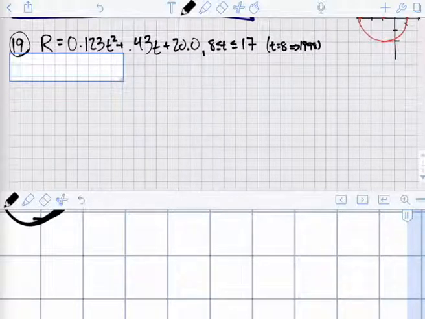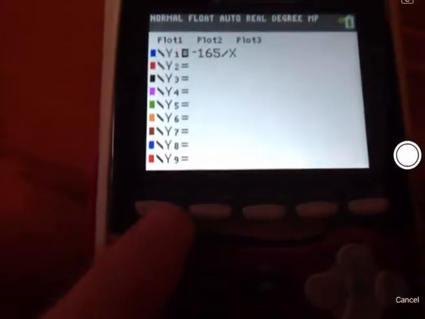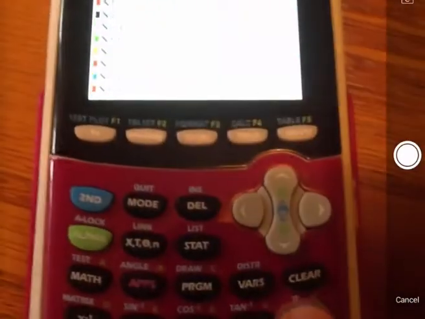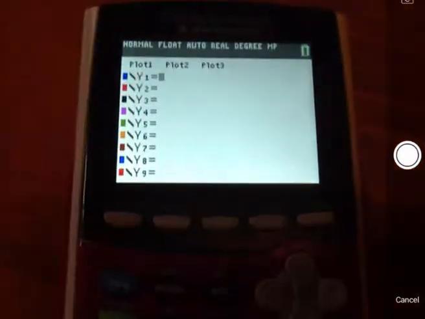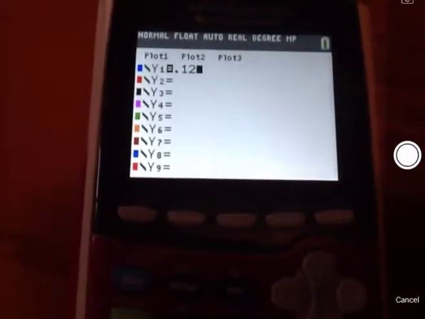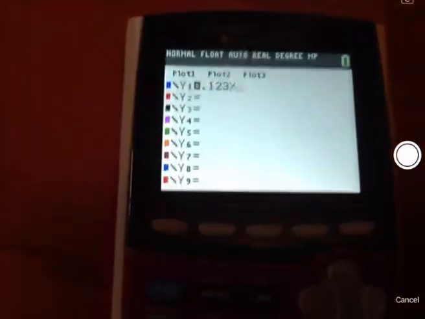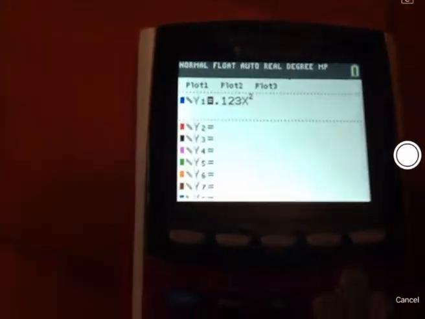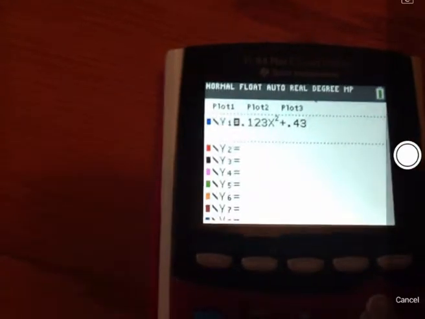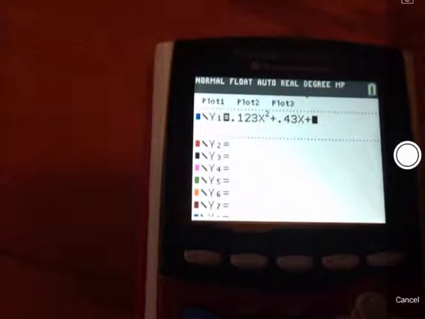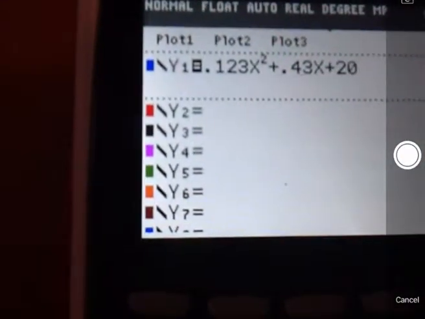All right, so I'm going to do that. My calculator's here. I want to go to my y equals button. Clear anything that you don't want there. It's the clear button. And I want to put in 0.123. My variable button is X, T, theta, n. The x squared button is here. Okay, plus 0.43x plus 20. That's what I got there.